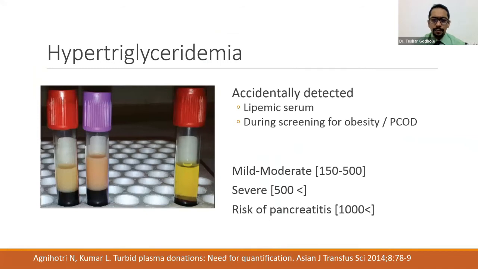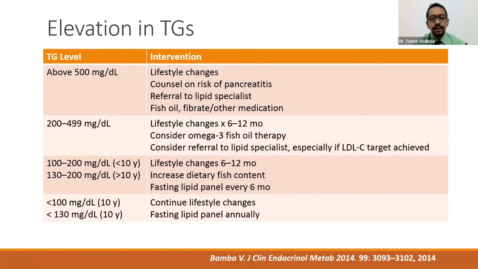Hypertriglyceridemia is not very common, but it is generally detected accidentally with lipemic serum, or during screening for obesity or PCOS. The severe ones need treatment, and the milder ones need only lifestyle modification and some dietary modifications. So these are the lifestyle changes.